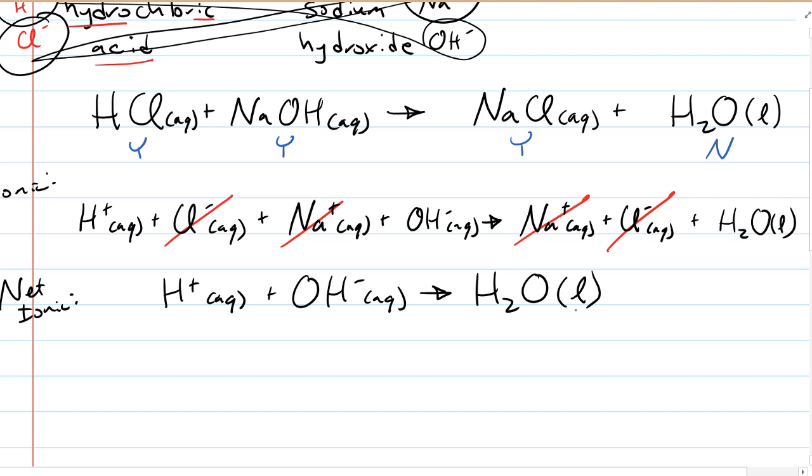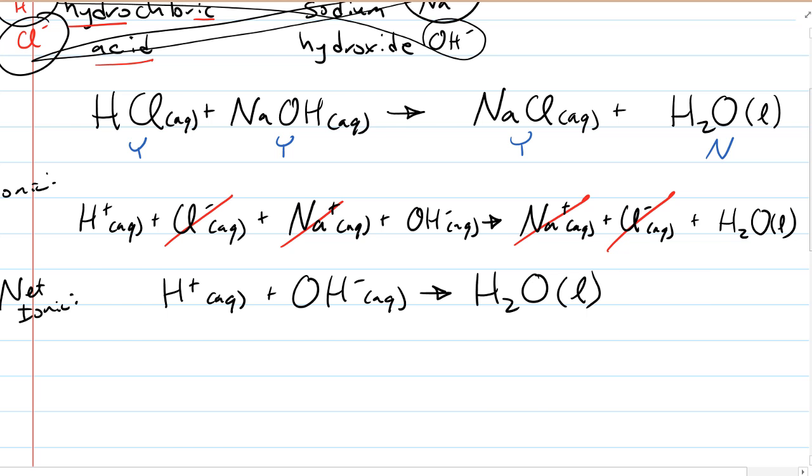If we had used lithium hydroxide instead of sodium hydroxide, lithium ions then would have been the ions here that canceled out. We still would have gotten the same net ionic equation. So always when we react together a strong acid and a strong base, we are always going to get this net ionic equation.